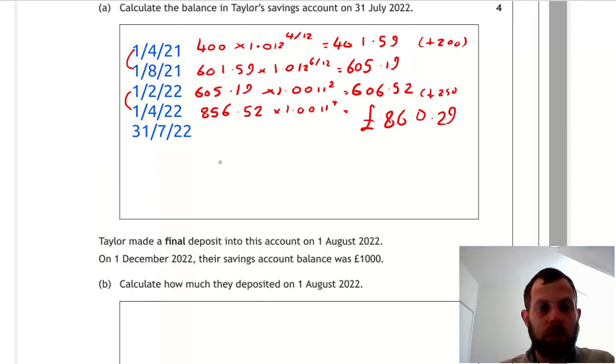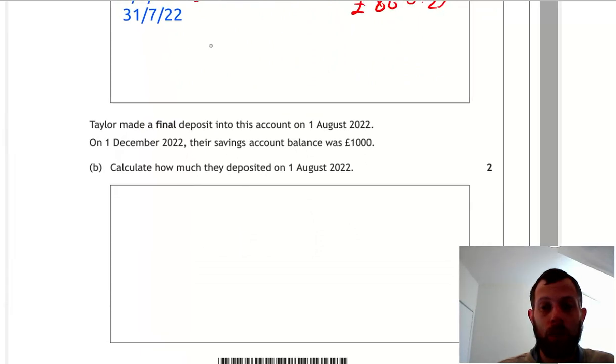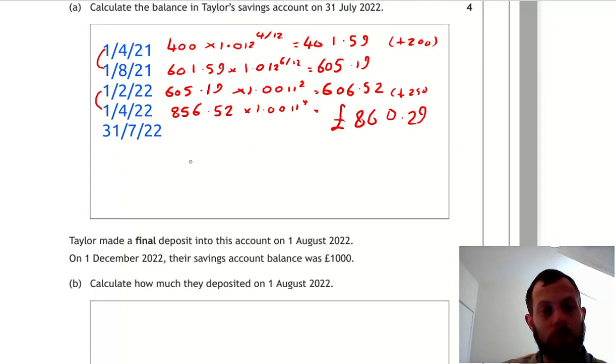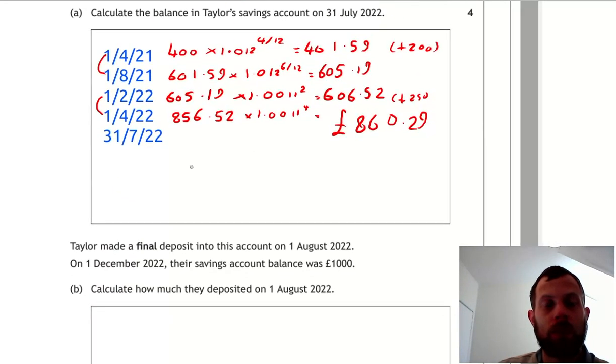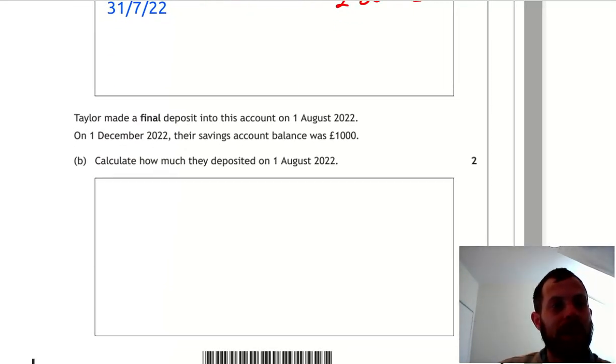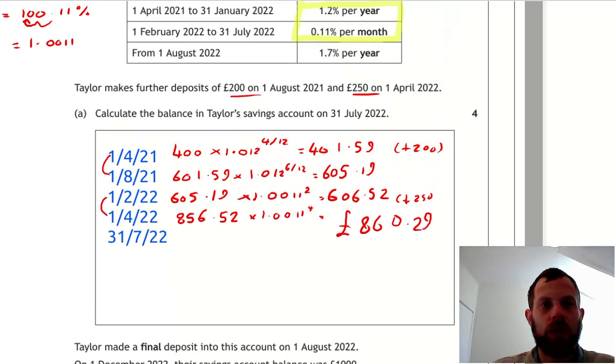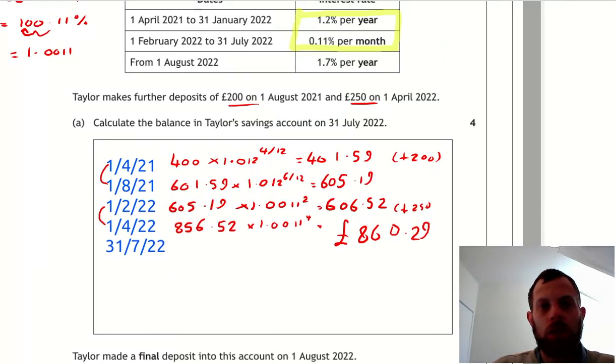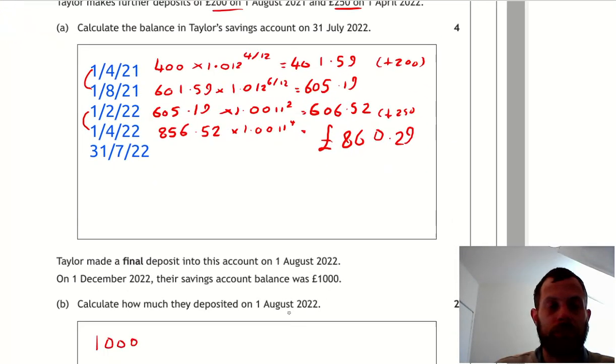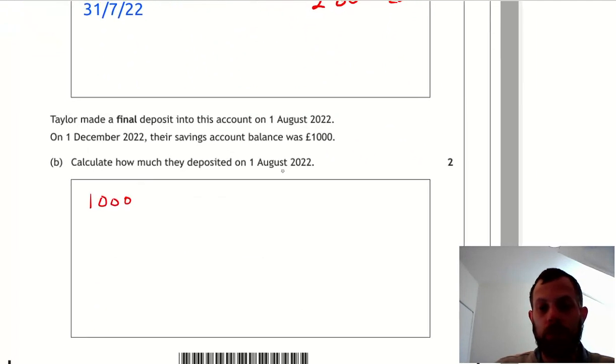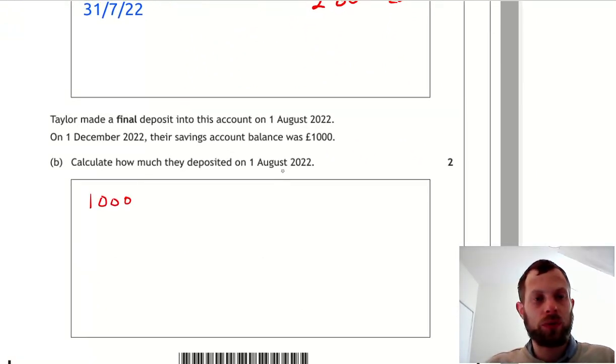Now we're going to do part B. This is working backwards from a future date. So we're in the future on the 1st of December 2022. And it tells us that the balance is £1,000. We're working back in time to the 1st of August 2022. We're just working at one interest rate here, 1.7% a year.